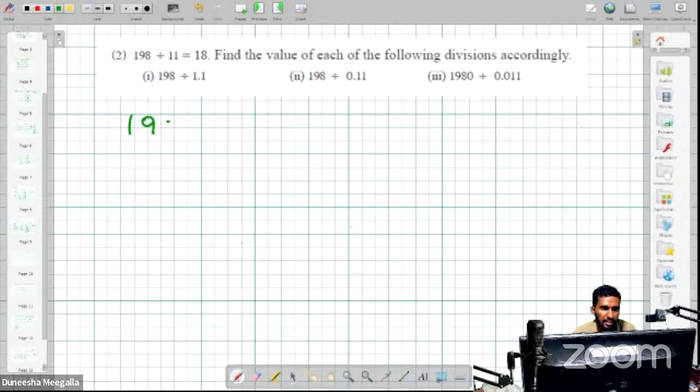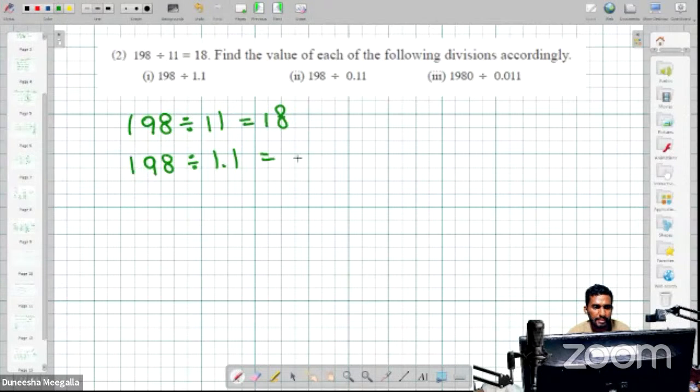Then 198 divided by 1.1. How do we get the answer? Look, how many decimal points are there in this division? There is 1 decimal point in the division. So how do we take it? Now we have to divide by 1.1.